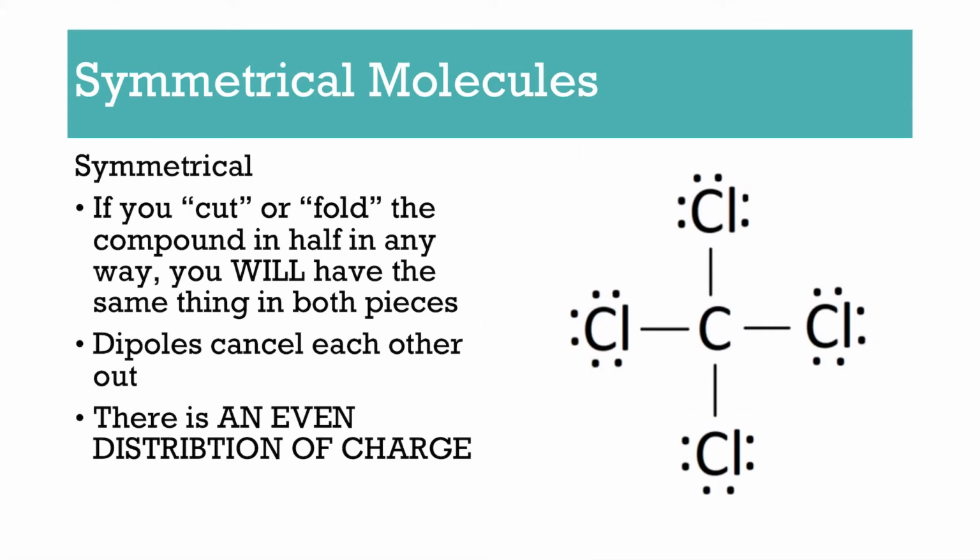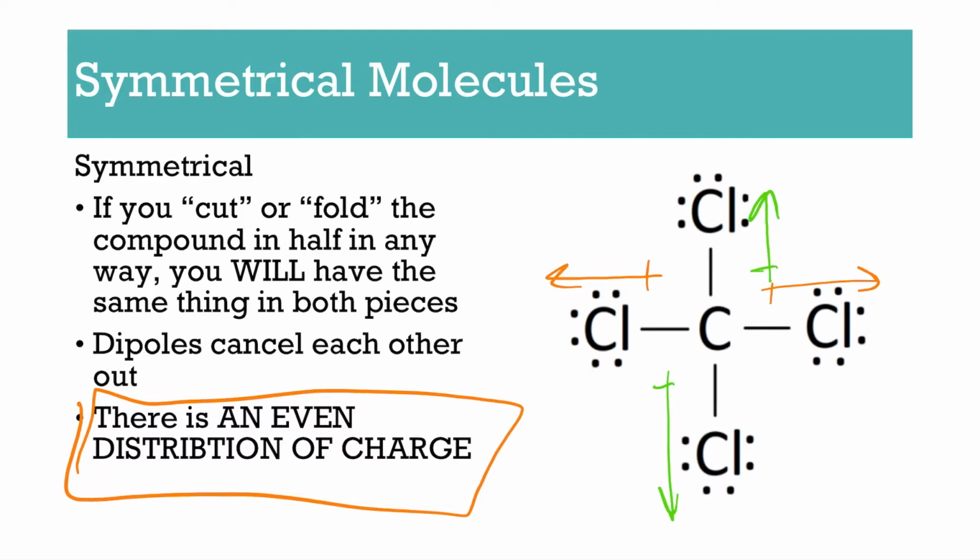Another way to look at it is, well, your dipoles cancel out. So this is one we did before. You have one going up and one going down, so they cancel each other out. You have one going right and one going left. They cancel each other out. And so that would be your symmetrical molecule. And one thing that's super important, symmetrical molecules have an even distribution of charge. So if you look at this, one side's not stronger. Everything's evenly distributed.